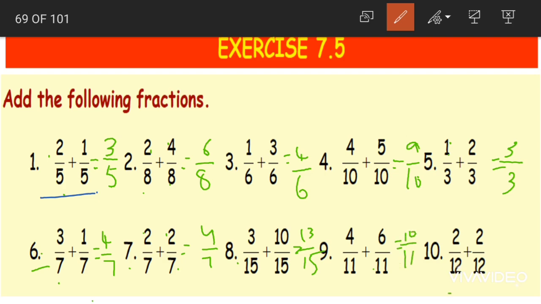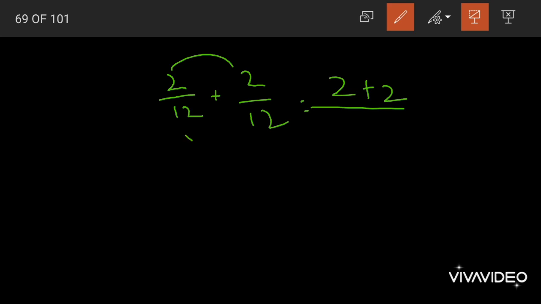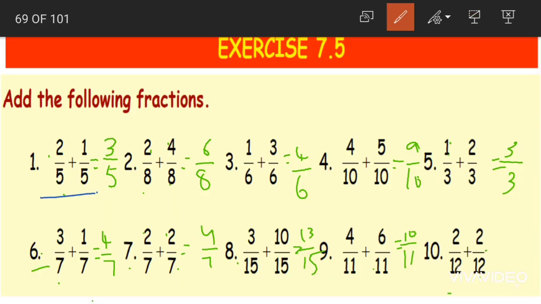And coming to the last one, children, 2 by 12 plus 2 by 12. Adding the numerators 2 plus 2 divided by our common denominator 12. 2 plus 2 is equal to 4 divided by 12. So what is our sum of the fractions? 4 by 12. Understood, children?